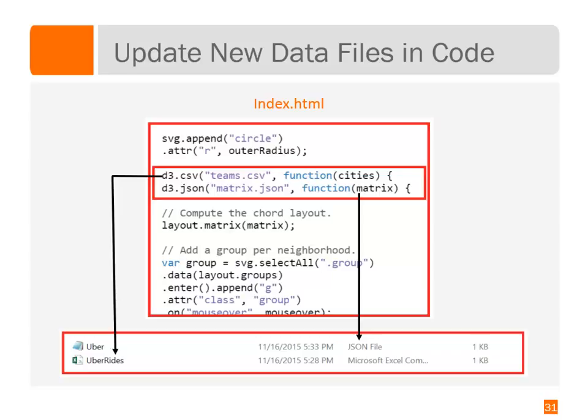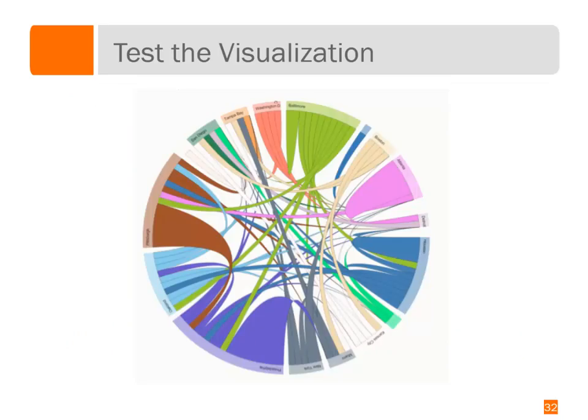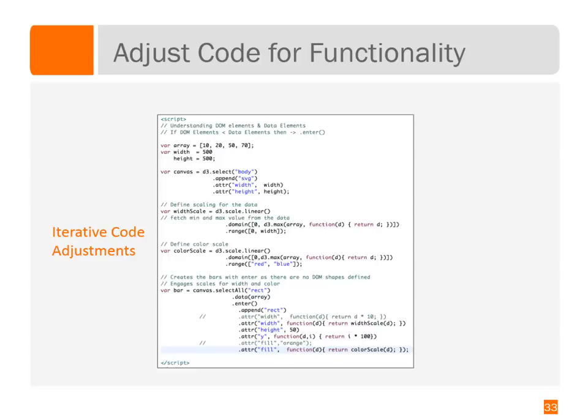So here's where we're updating the name of our files in the code. And then you save your HTML code, you drag it over to a browser, and you see how the visualization runs. You test the visualization. And then you can go in and adjust the code for functionality. So if the data visualization was almost what you wanted, but it had some exceptions, you'll go in and change the visualization aspects that you want in the code, and then save it. And that's basically how you bootstrap some of the work that's already been done for your own purposes.